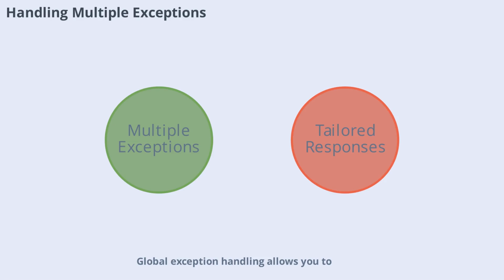Global exception handling allows you to manage multiple exception types in one place. By defining specific exception handler methods, you can tailor responses for different errors, improving clarity and control. This approach supports complex applications with diverse error scenarios.